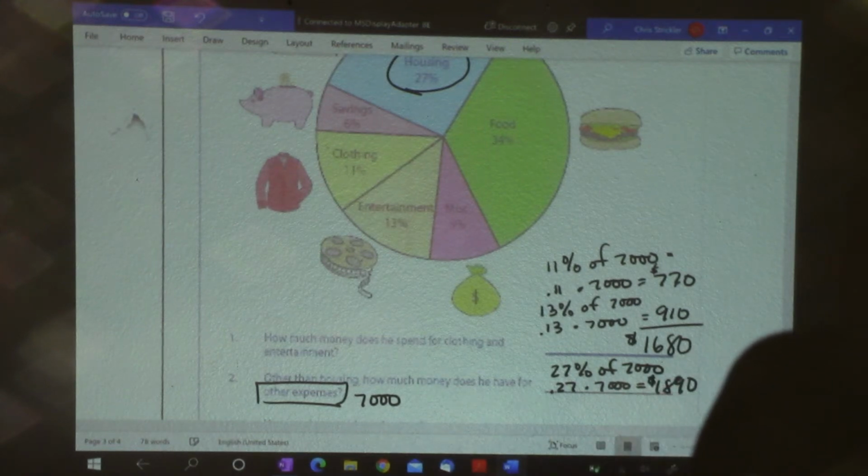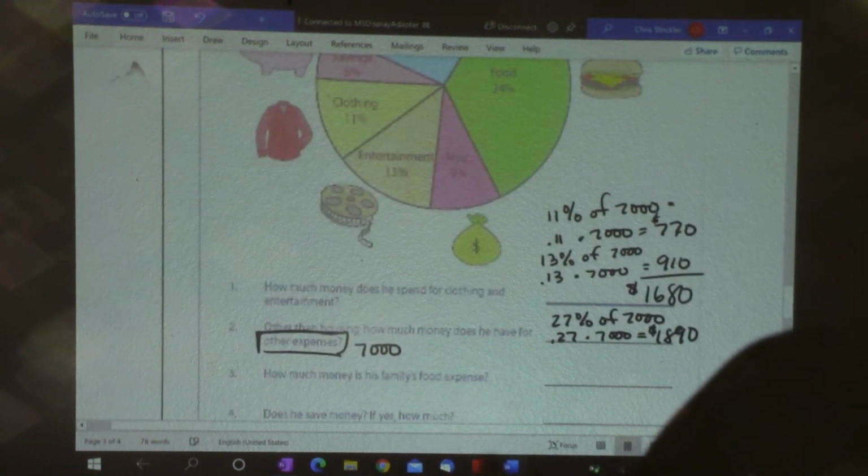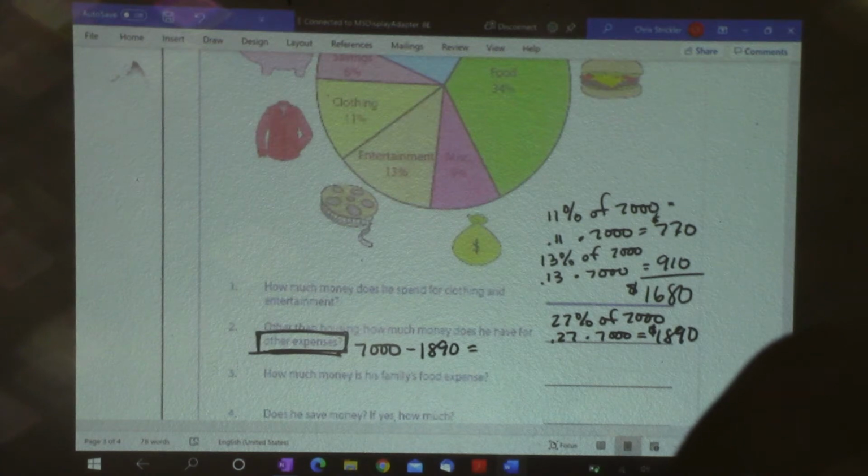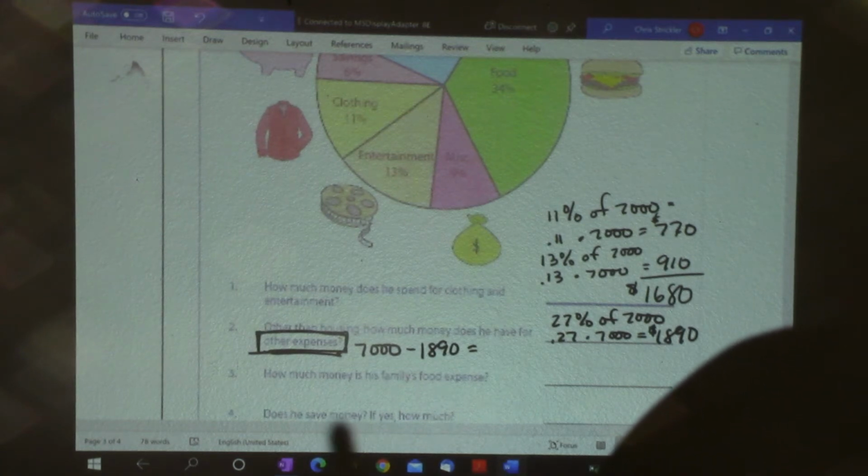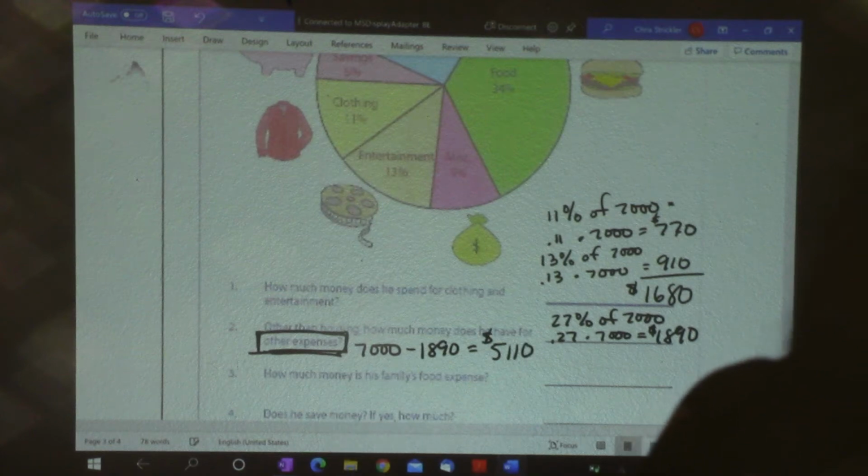Now, is that my answer? No. The answer is what other expenses are. But I need that because other than housing. So I'm going to take 7,000 and subtract housing. And let's see what I get. $5,110. So for every other expense, it's over $5,000. But housing actually at 27%, you didn't probably know this, that's very common for people to spend about between 25 and 30% of their income on the cost of where they live.